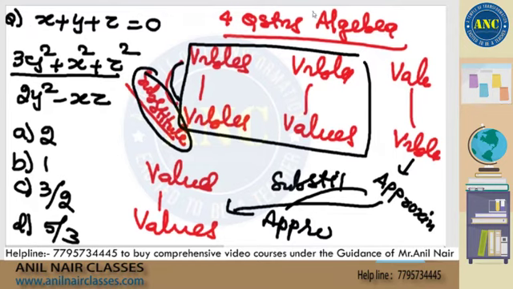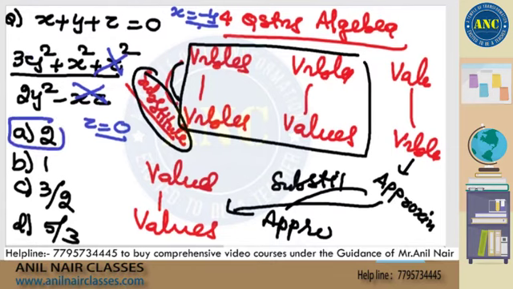Easy way to solve: put a dummy variable, z equals 0. This is out. X is minus y. So substituting, 4 by 2, the answer is 2. More than solving the question, the approach matters.